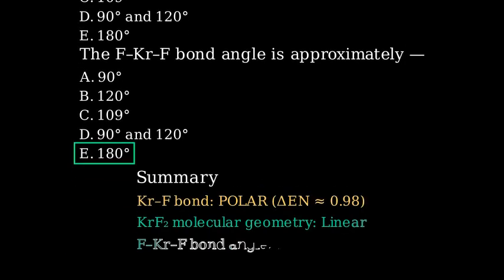Summary. The krypton-fluorine bond is polar because the electronegativity difference is about 0.98, and krypton difluoride has a linear shape with a fluorine-krypton-fluorine angle of 180 degrees.